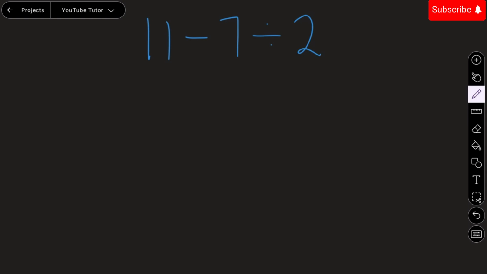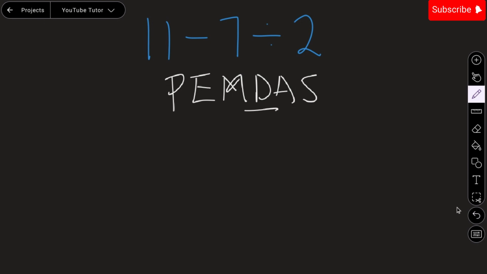Hello everyone, we have a question here which says 11 minus 7 divided by 2. So when we are following the PEMDAS rule, we are going to realize that division comes first before subtraction. So 7 divided by 2 gives us 3.5 as a decimal.